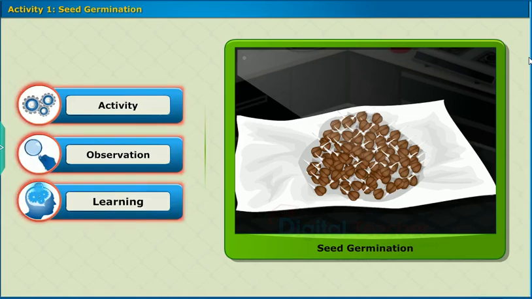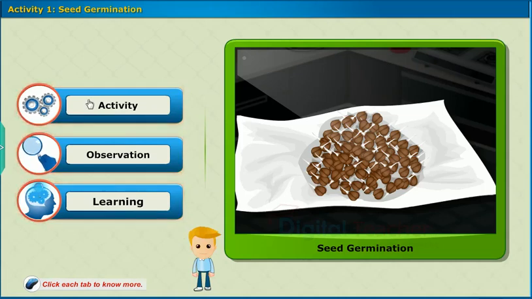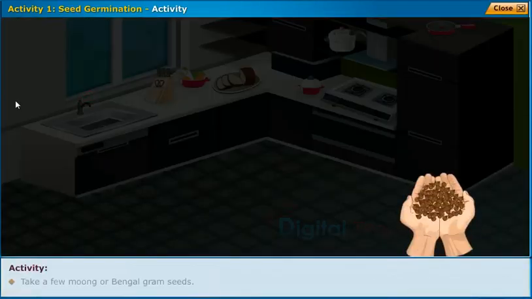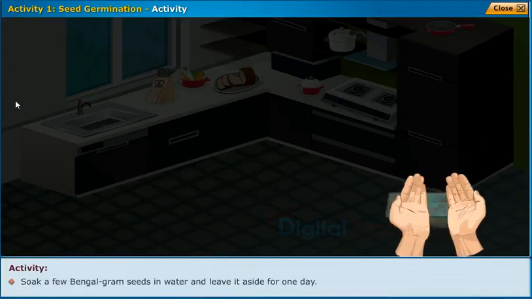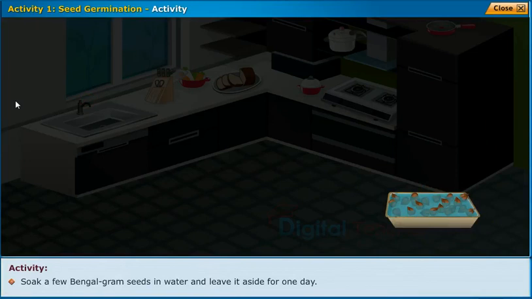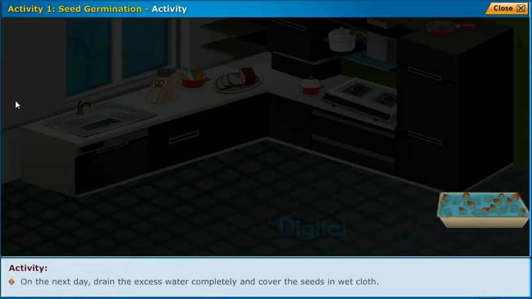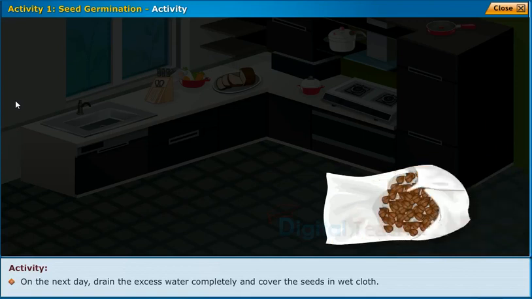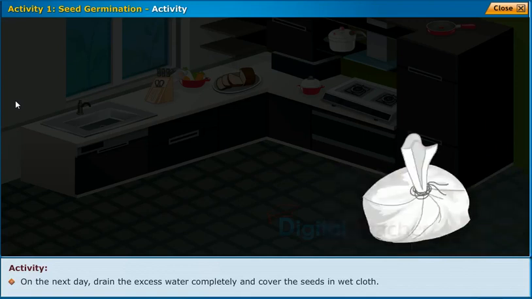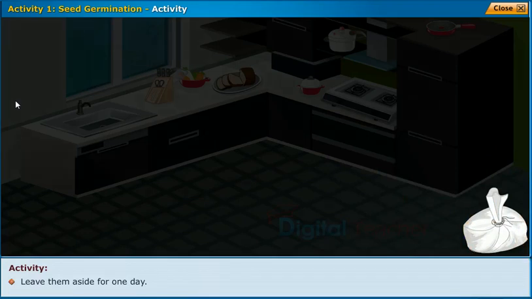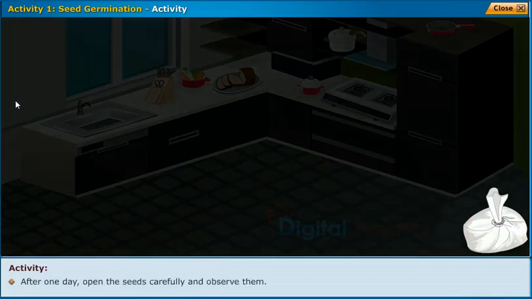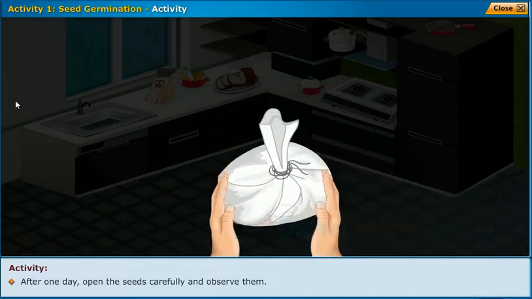Here, let us perform an activity to observe how seeds get sprouted. Click each tab to know more. Take a few Moong or Bengal gram seeds. Soak a few Bengal gram seeds in water and leave them aside for 1 day. On the next day, drain the excess water completely and cover the seeds in a wet cloth. Leave them aside for 1 day. After 1 day, open the seeds carefully and observe them.